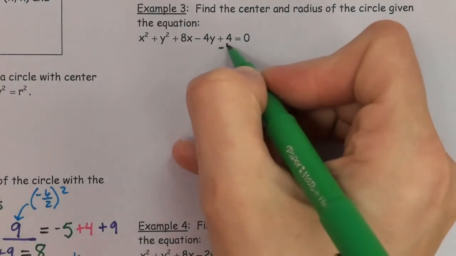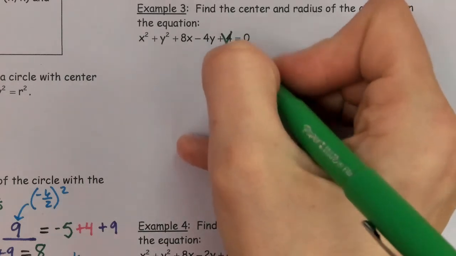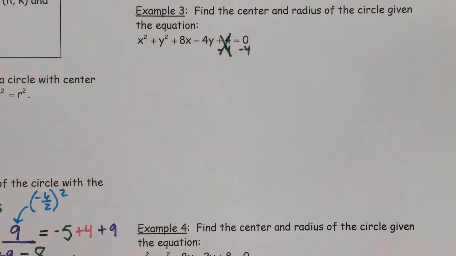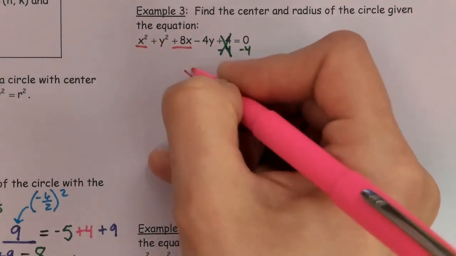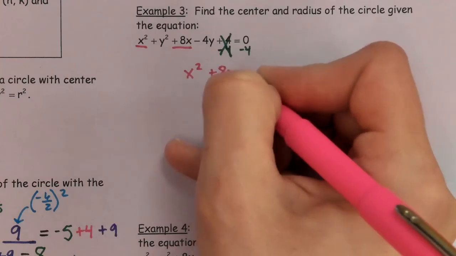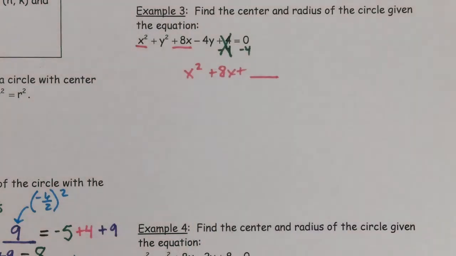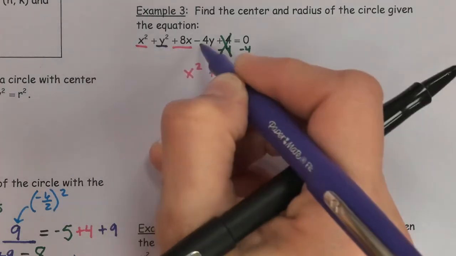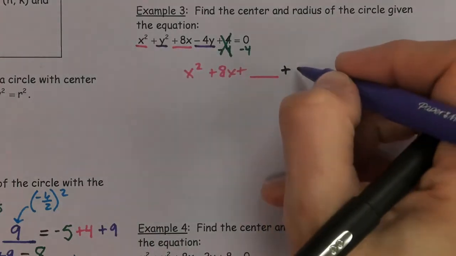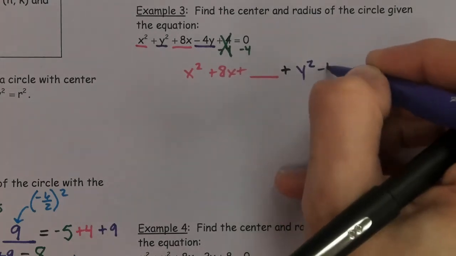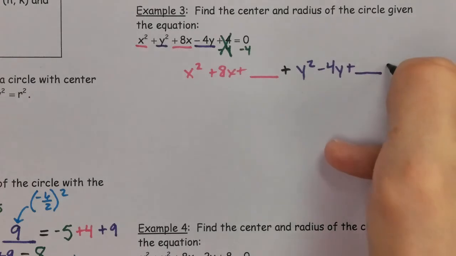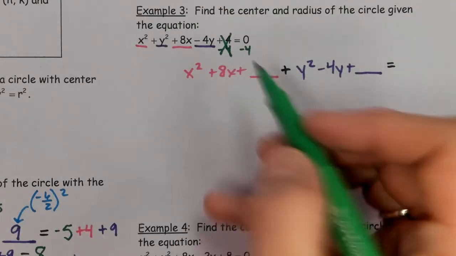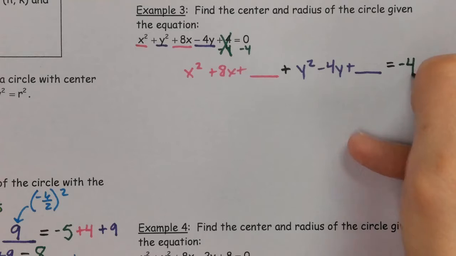We're going to move this constant. I'm going to go a little quicker now. We're going to move this constant over. We're going to set up, put my x's together. So I've got my x squared plus 8x plus, I don't know yet. Bring in those y's. Man, we just keep subtracting those y's, huh? Y squared minus 4y plus, don't know yet. This will all be equal to, we have a negative 4 over here now.